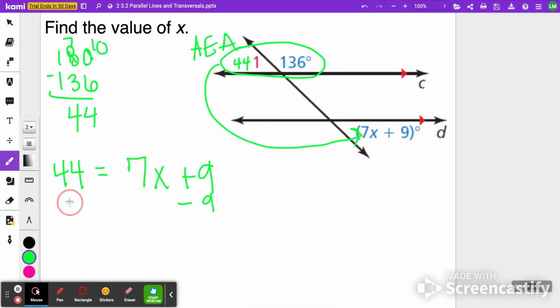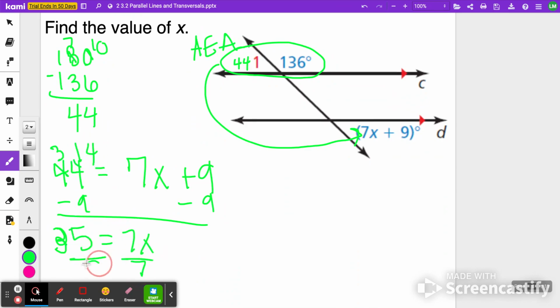I can subtract both sides by 9. I'm going to get 37. No, 35. I was borrowing not correctly there. So 35 is equal to 7x. Then when I divide both sides by 7, 5 is equal to x.